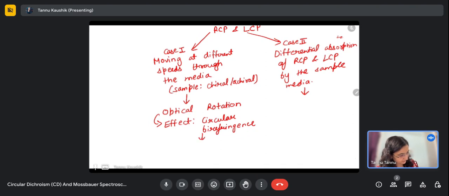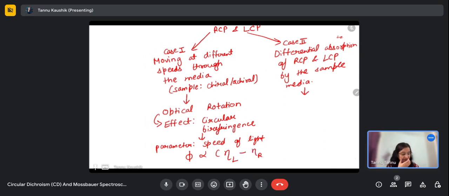The parameter affecting this is the speed of light, and this optical rotation is directly proportional to the refractive index. The different speeds depend on the refractive index of the sample.